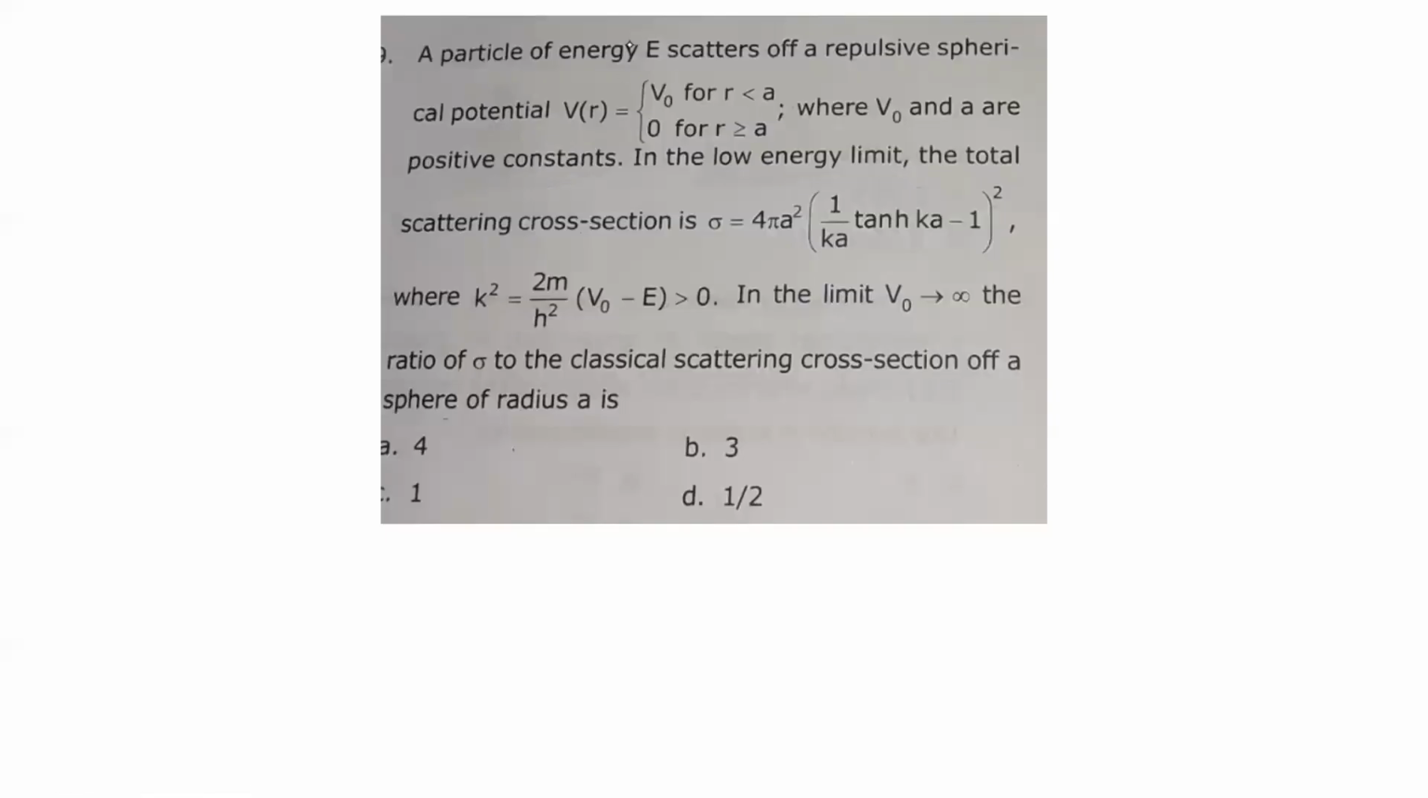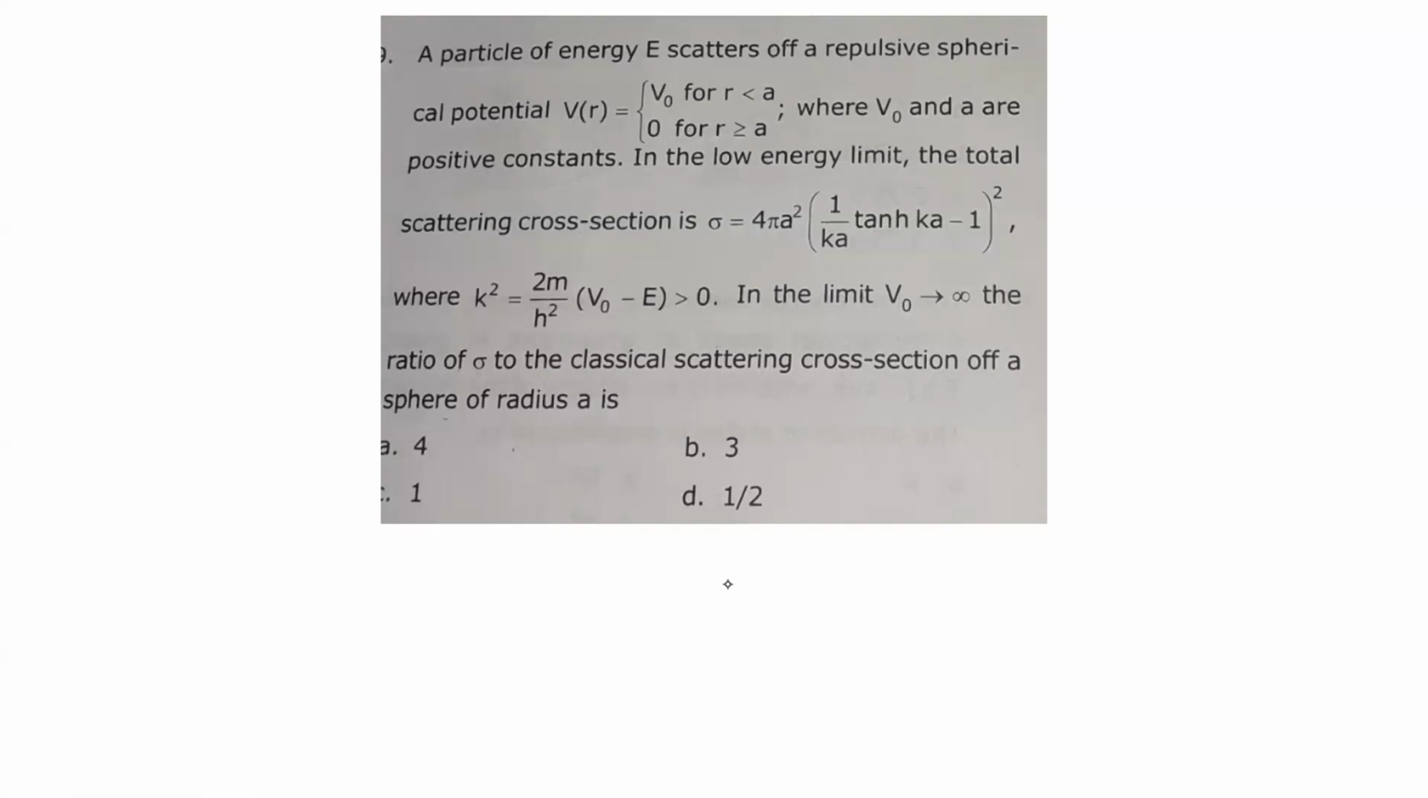A particle of energy E scatters off a repulsive spherical potential that is given here. In the lower energy limit, the total scattering cross section is given here, and the value of K that has been used here is given here. Now, in the limit that V naught goes to infinity, the ratio of the scattering cross section to the classical scattering cross section of a sphere of radius A is what?